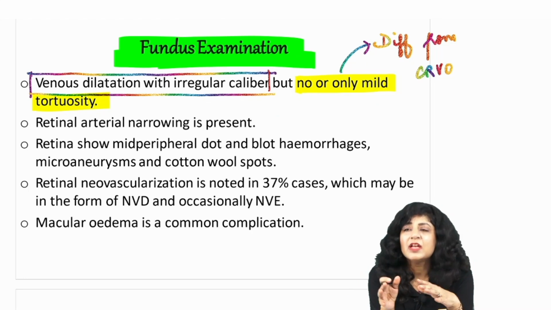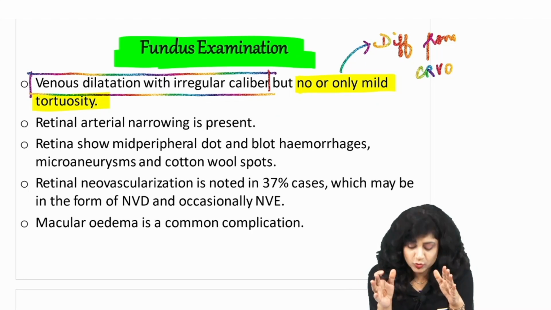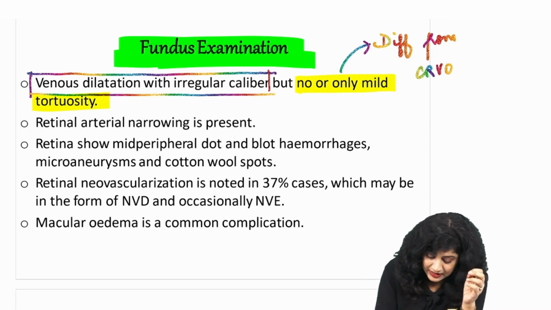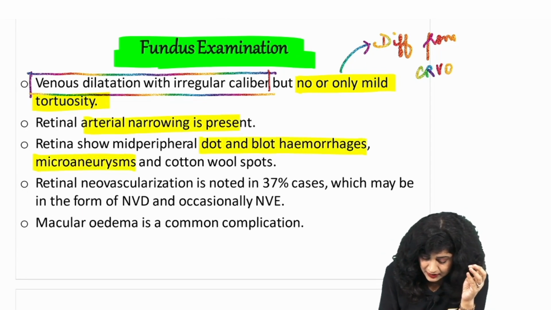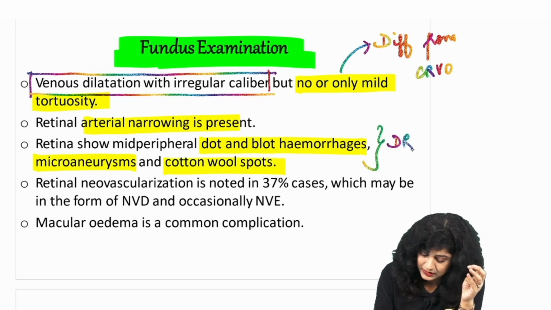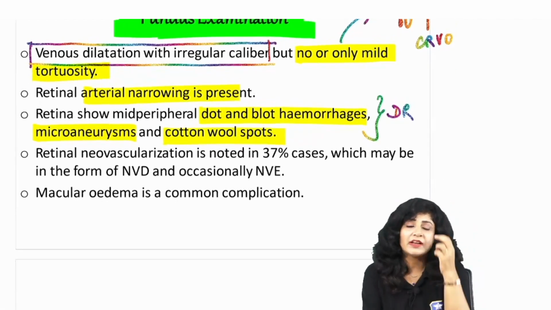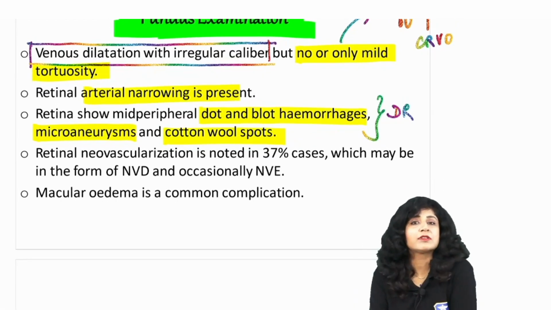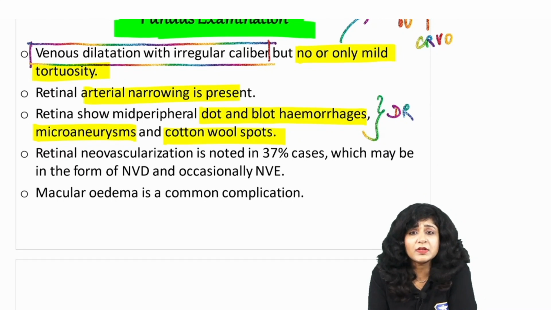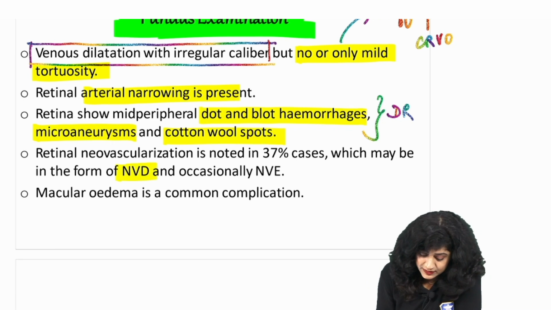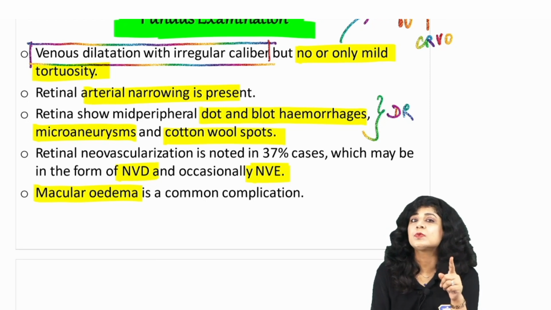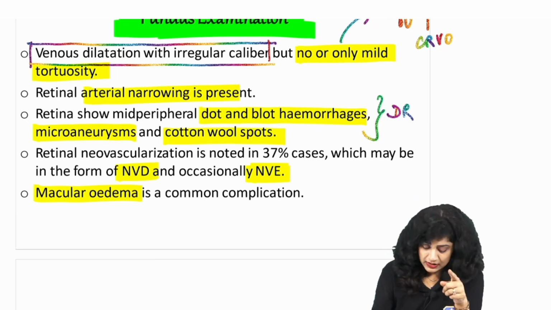Here you will have very little tortuosity or even no tortuosity. Retinal arterial narrowing can be there. Then we can have dot and blot hemorrhages, microaneurysms, and cotton wool spots. So I told you that this can present as a diabetic retinopathy, especially the asymmetrical diabetic retinopathy. So we can have microaneurysms, cotton wool spots, dot and blot hemorrhages, neovascularization, NVD, NVE, even macular edema can be there. So all the things which are related to diabetic retinopathy can be there.